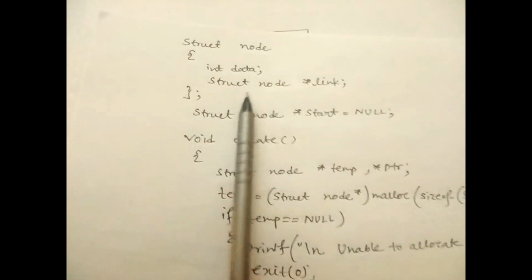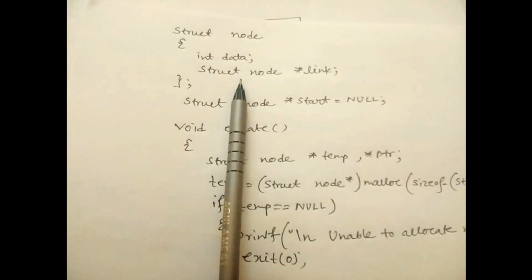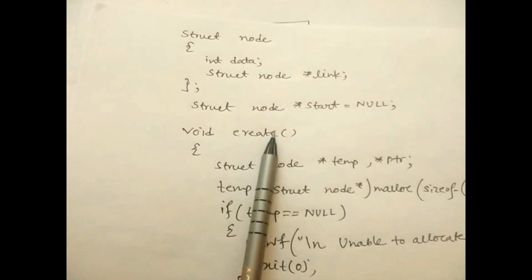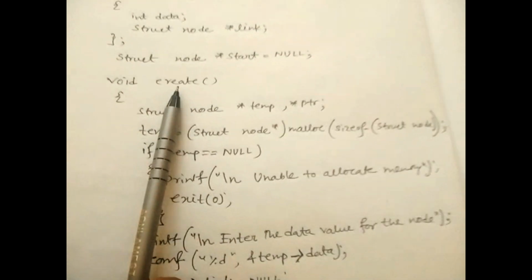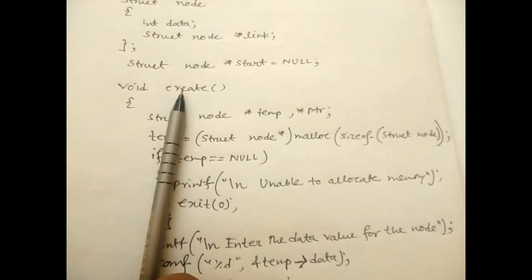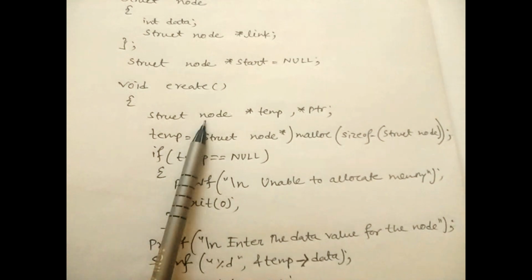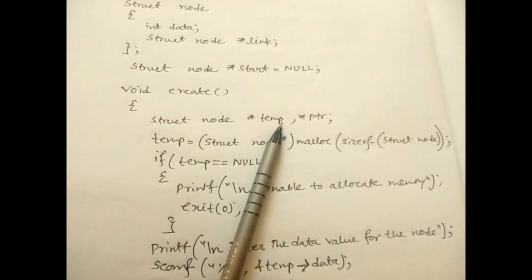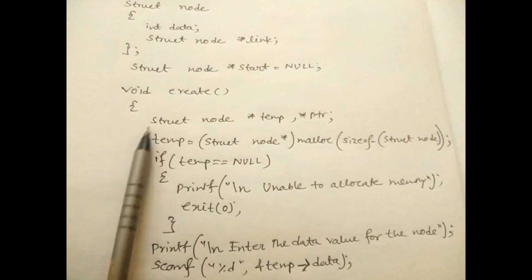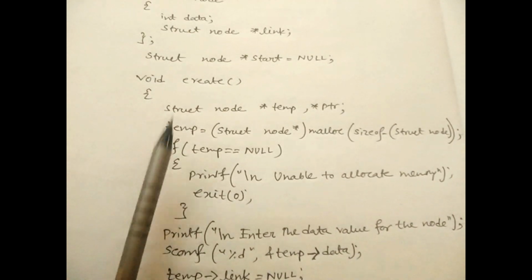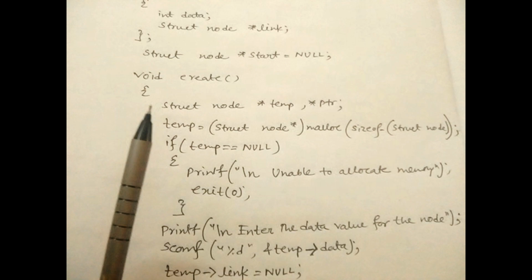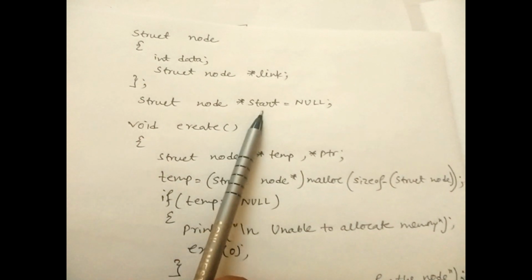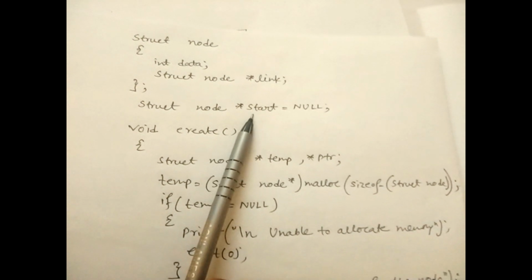So it is the structure of the node which I already discussed, and then void is the return type and create is the name of a user defined function. struct node pointer temp, comma, pointer ptr. Within this function we declare two pointer variables temp and ptr which point to the structure. The other pointer variable, start, also points to the structure.